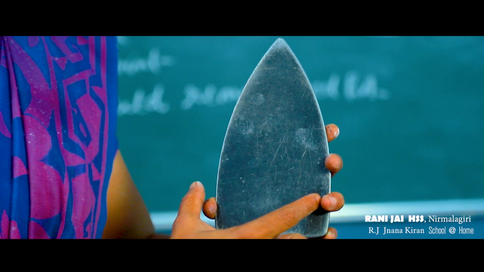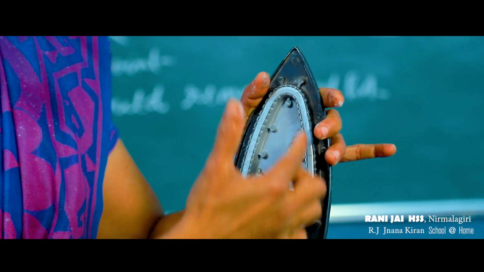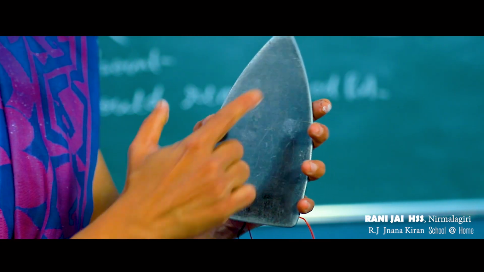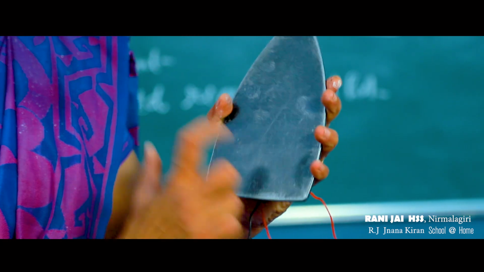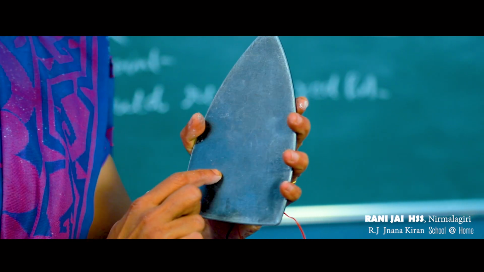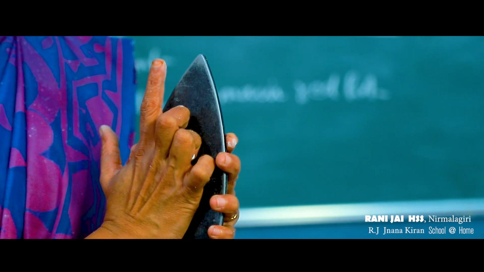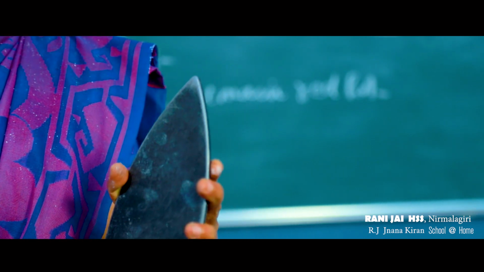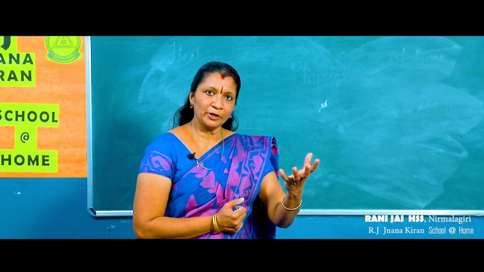So because it is made of a conductor, when electricity is passed through this, what will happen? It will heat that metal which is present here. Understood? The metal which is present here becomes heated. This is how any heating appliance works. Now we are going to study a device which works on what?